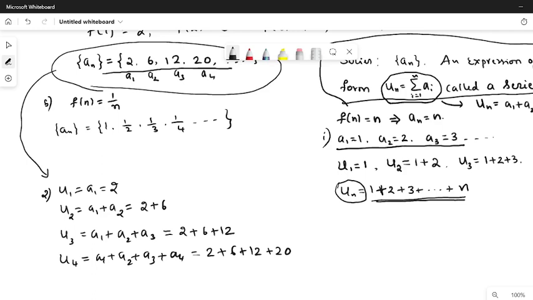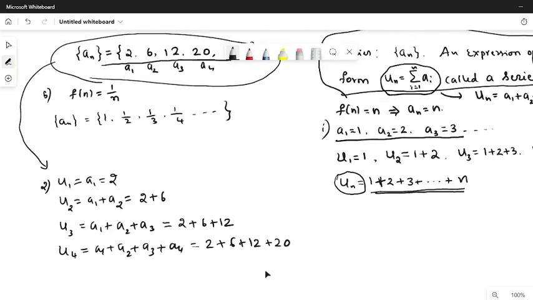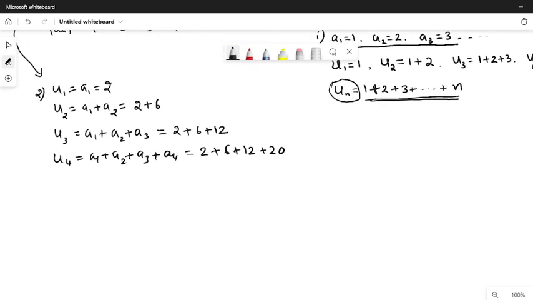So here we will have two types, finite series and infinite series. How to define finite series and infinite series? If a series involves finitely many terms, then it is a finite series. Very simple. Finitely many terms, then it is a finite series.